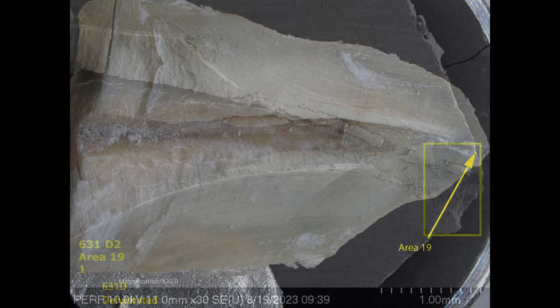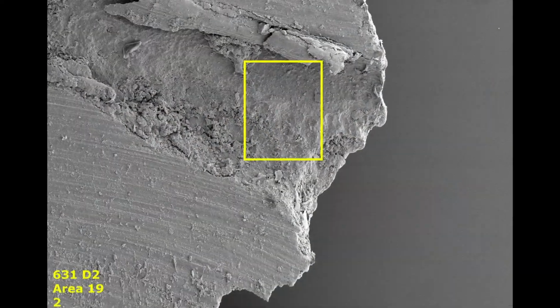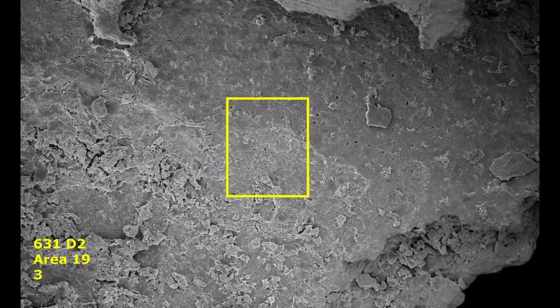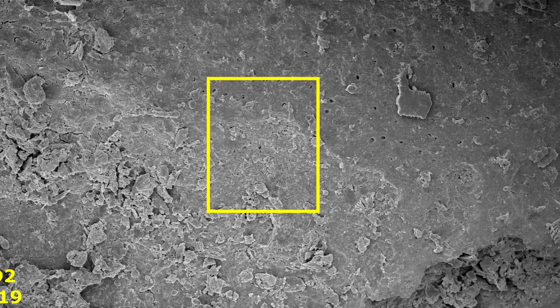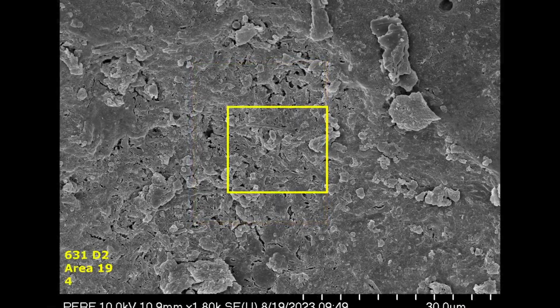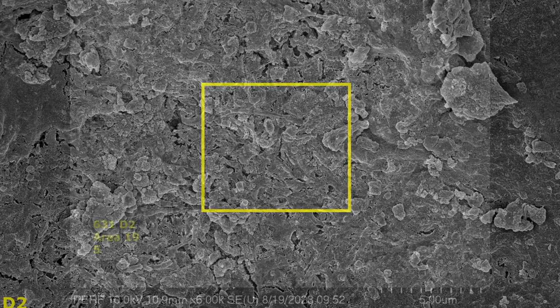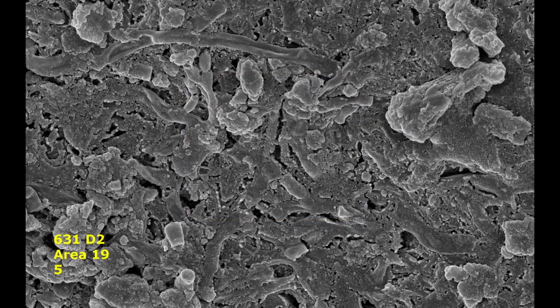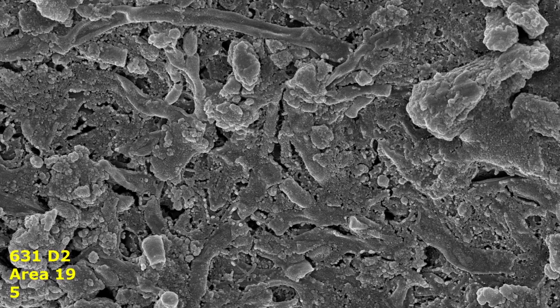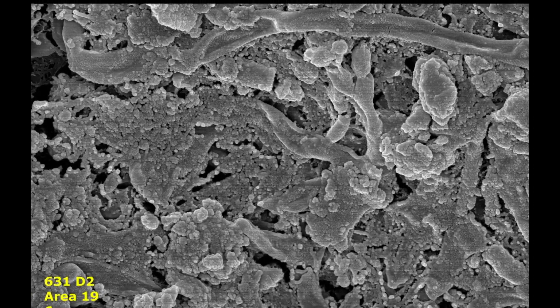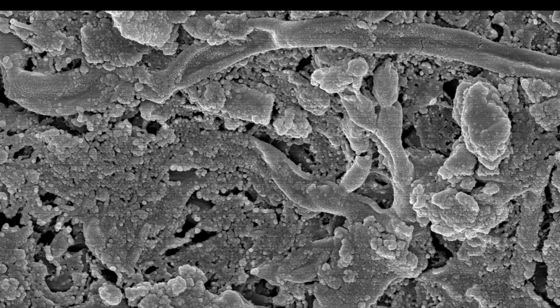Taking that same side and looking at the terminus in area 19, we see some areas where there are patent dentinal tubules, but other areas where there is a smear layer, minimal demineralization, and a significant biofilm presence with many bacterial morphotypes embedded into the smear layer.